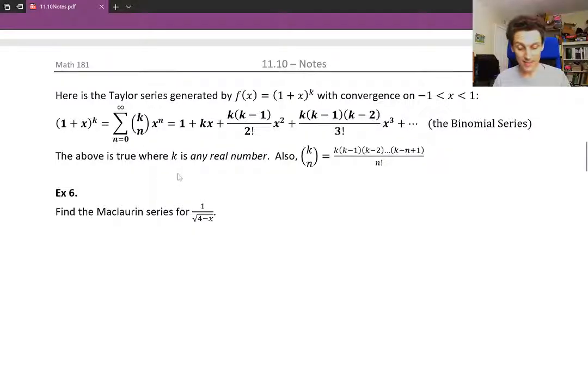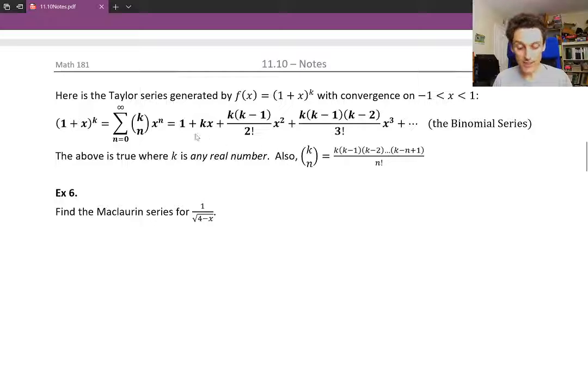Now the crazy thing is that this is going to be true no matter what k is. K can be any real number here, and this will still hold to be true. So it could be a fraction, like a half. It could be a negative fraction, like -2/3. It can be any real number, and this will still apply.